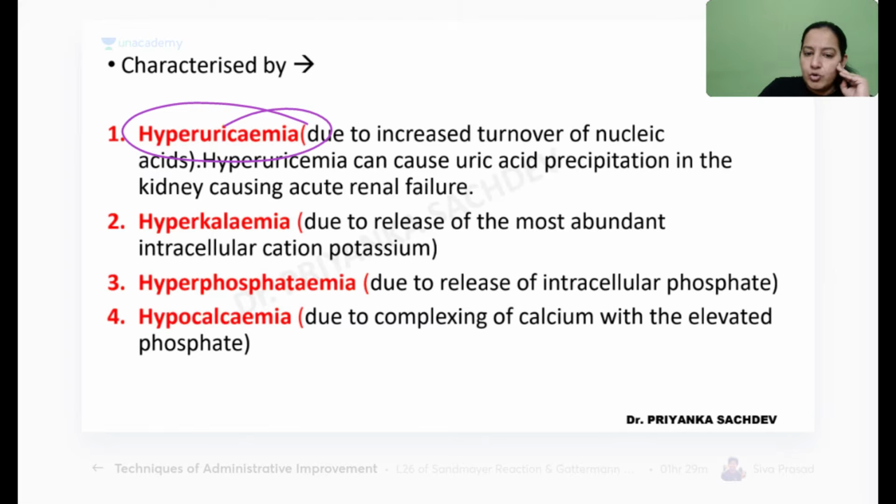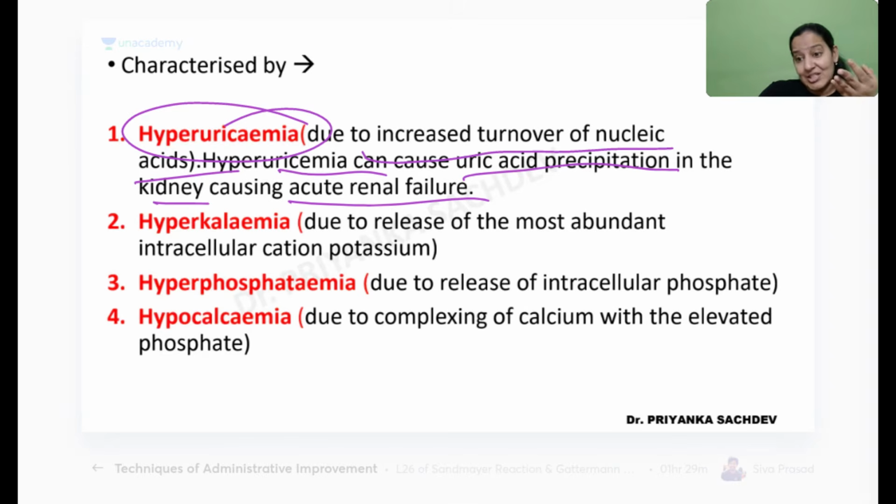Who will tell me the reason? Due to increased turnover of nucleic acids. Nucleic acids, purines and pyrimidines are there. Hyperuricemia, the uric acid will precipitate in the kidney. It will cause acute renal failure. Patient can present with oliguria, anuria, acute renal failure.